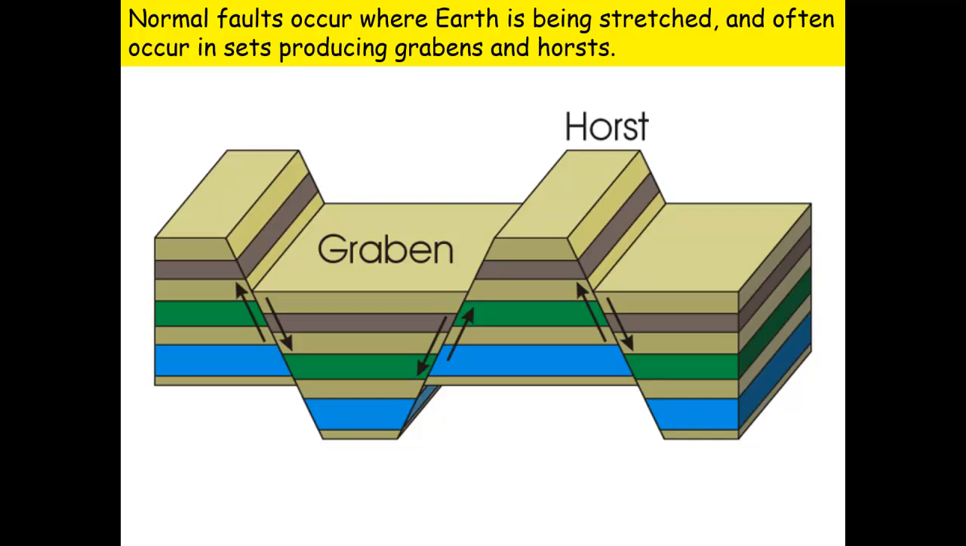As a result, it creates low-lying areas separated by uplifted mountains. So we have mountains and valleys, mountains and valleys. The valleys are called grabens, after the German word graben for grave, and the uplifted areas are called horsts. So this kind of terrain produced by extension and a whole bunch of parallel normal faults is called horst and graben terrain.